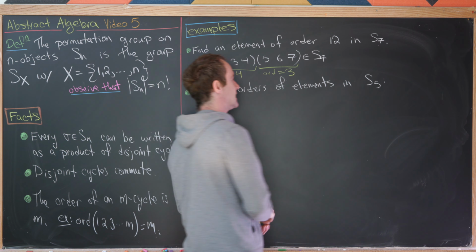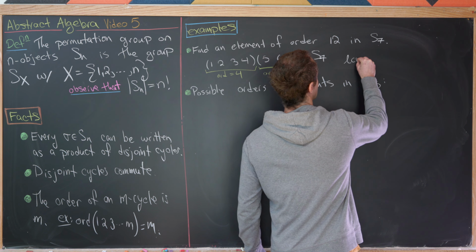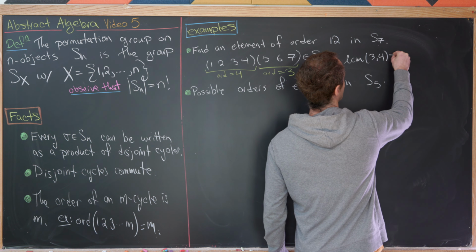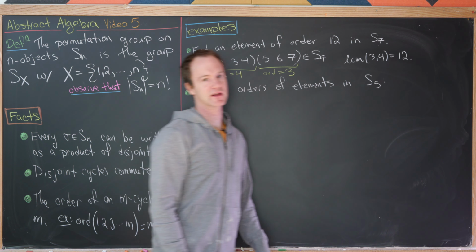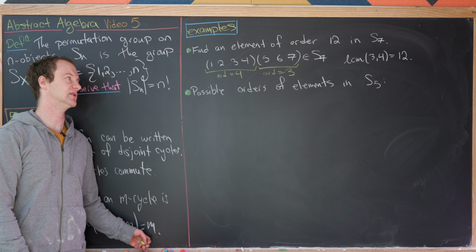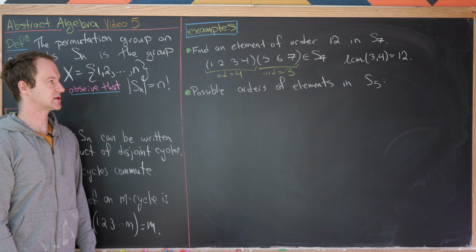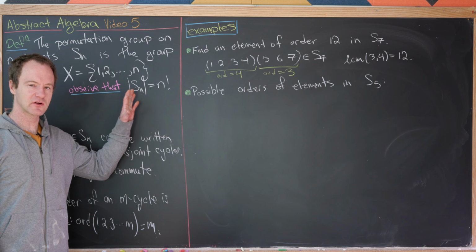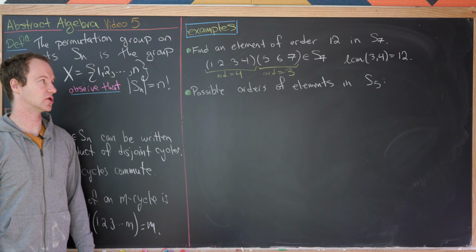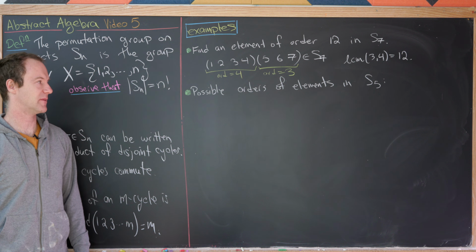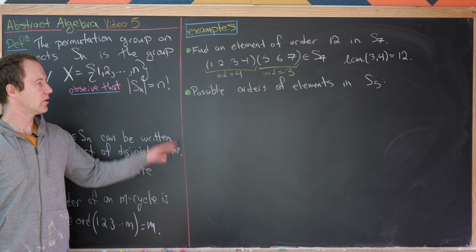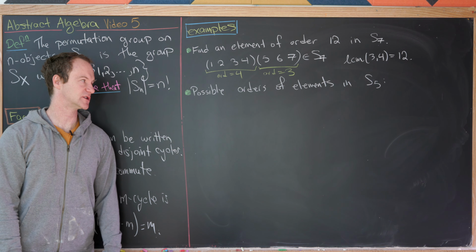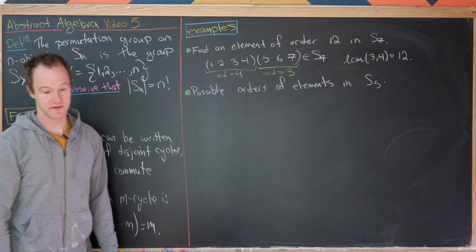And then finally, the LCM of 3 and 4 is equal to 12. That's because they're relatively prime, so the LCM is simply the product. So there we have it. And I think, in fact, it's fairly simple to prove that this is the largest possible order of an element from S7. Okay, so now let's look at possible orders of elements in S5.